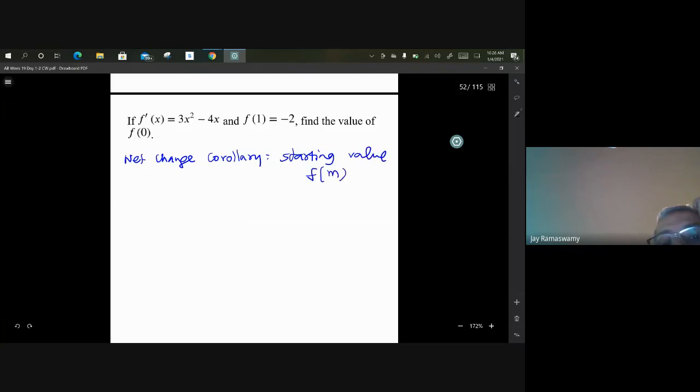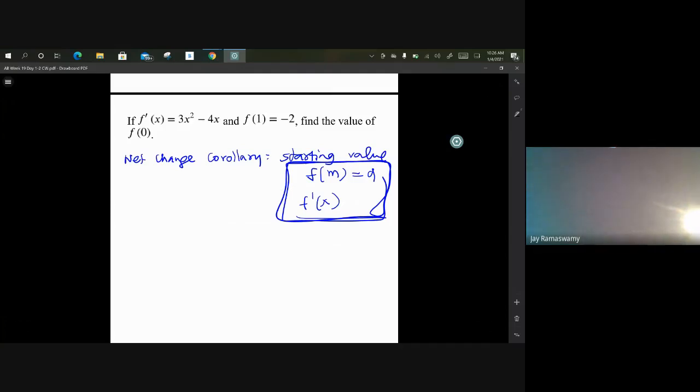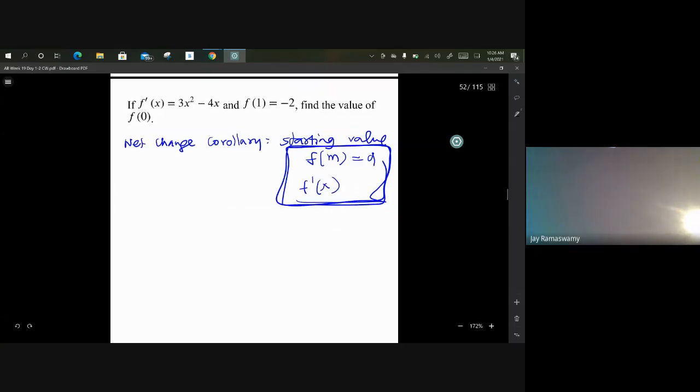Okay. Now look at the board, please. These are questions on net change corollary. I'm showing you how we need to use it. Make a note to yourselves. You will use the net change corollary if you're given a starting value, say f of a equals b, and you're given f dash. That's how you know we will use the net change corollary. Is that clear?